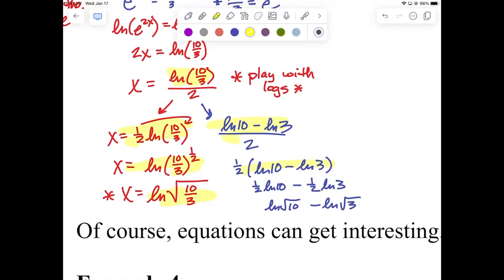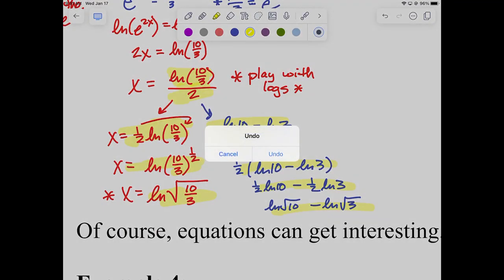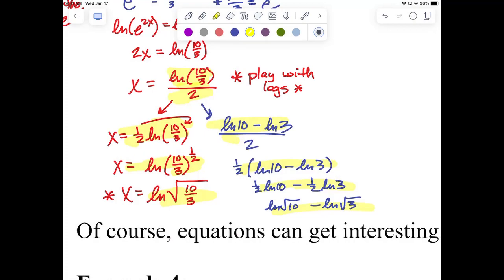Every single one of these lines that are highlighted are the exact same answer. If you type any of them into your calculator correctly, I should say correctly, you're going to get the same decimal answer. I'm not interested in what that decimal answer is. So this is why the test on this section is so much darn fun, because you don't stop with your answer. You play with logs at the end of your answer, and you have to match it up to a correct answer choice.